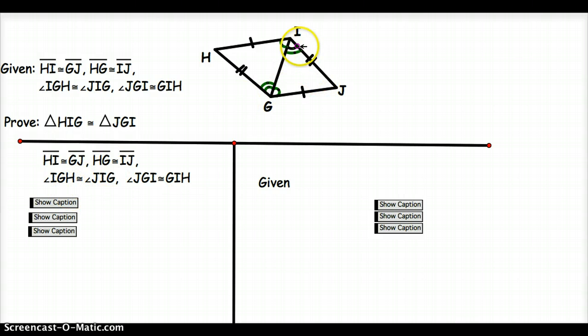In order to make our proof true, we have to determine that all 6 parts are congruent. So let's start with the side. What side do we have left? Well, we only have one side left, which is IG. But that one side is the same side for both triangles. IG goes with HIG and IG goes with JGI. So how could you say that IG is congruent to IG? What property is that? Hopefully you said the reflexive property, and then you'd be right. IG is IG.